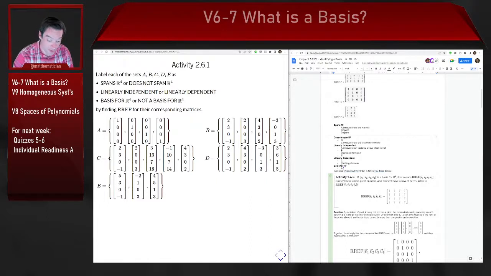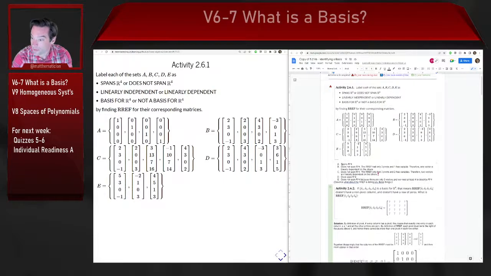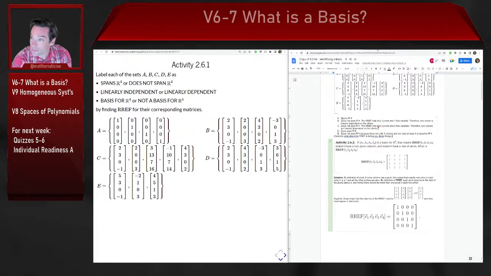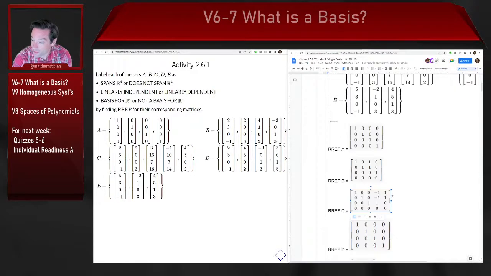And so when we put those into a matrix and find the reduced row echelon form, I'm going to put the other team's work up here. When we find that reduced row echelon form, we're definitely going to get a matrix that has more columns than it has rows.